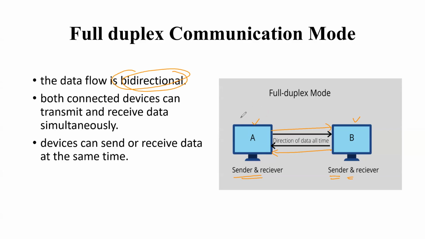So in the previous case which we had in the half duplex mode, I hope you are aware that A was able to either receive the data or send it.